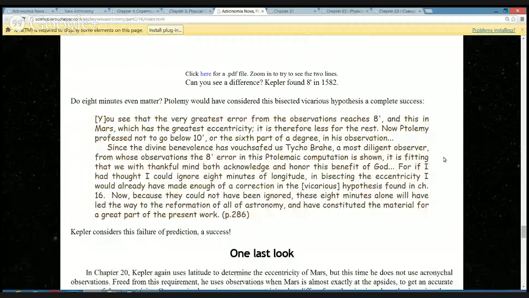He calls it a Ptolemaic computation because he's using an equant and bisecting it. It is fitting that we with thankful mind both acknowledge and honor this benefit of God. For if I had thought I could ignore 8 minutes in longitude, then in bisecting the eccentricity, I would already have made enough of a correction to the vicarious hypothesis found in chapter 16. But now, because they could not have been ignored, these 8 minutes alone will have led the way to the reformation of all of astronomy and have constituted the material for a great part of the present work.